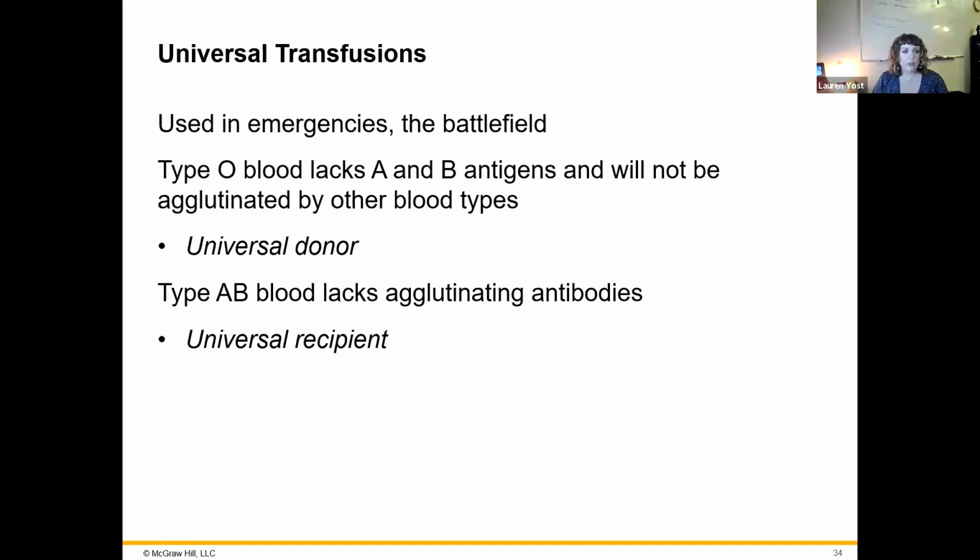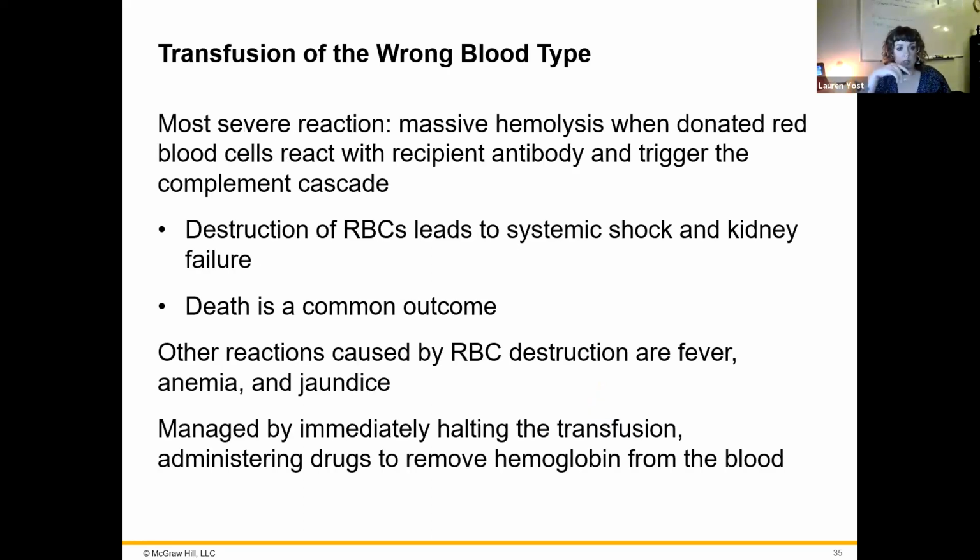Okay, so in universal transfusions, type O blood is the universal donor, and type AB, because they aren't going to attack anything, can get anything. So they're the universal recipient. So remember that. This will be given in emergencies or in battlefield situations where we can't type you. You will just be given O neg. That's the universal donor.